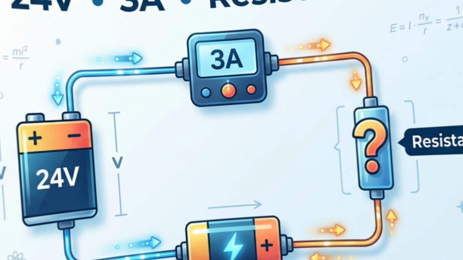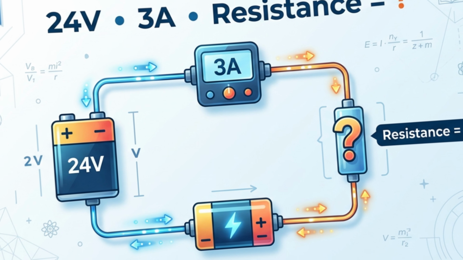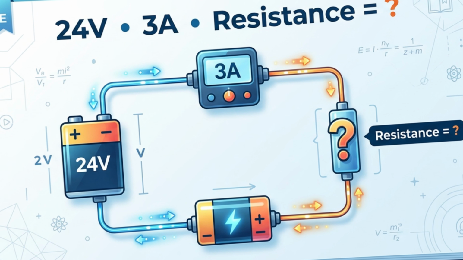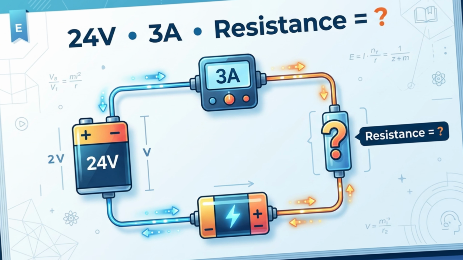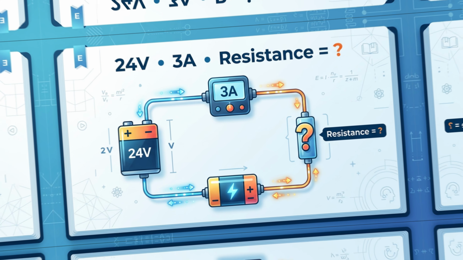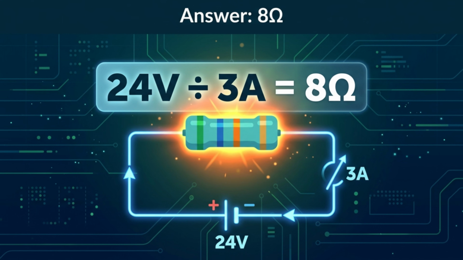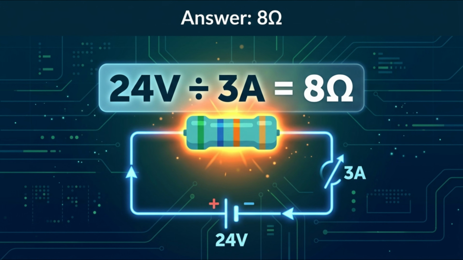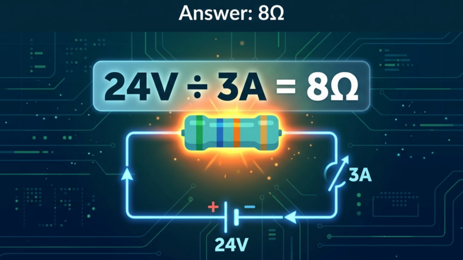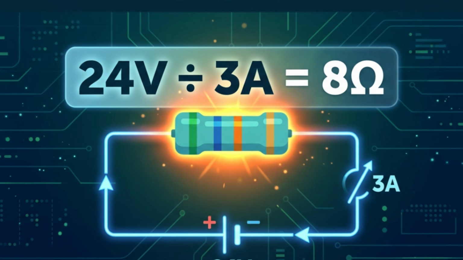Let's finish with one more. A circuit operates at 24 volts. The current is 3 amps. Can you calculate the resistance? Give it a try before continuing. The answer is 8 ohms. Resistance equals voltage divided by current. 24 divided by 3 equals 8. By now, you're solving Ohm's law problems exactly the way electricians do.